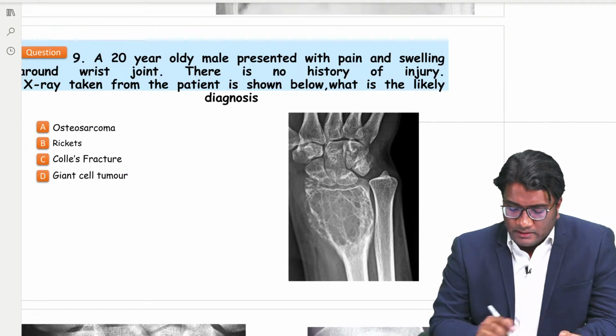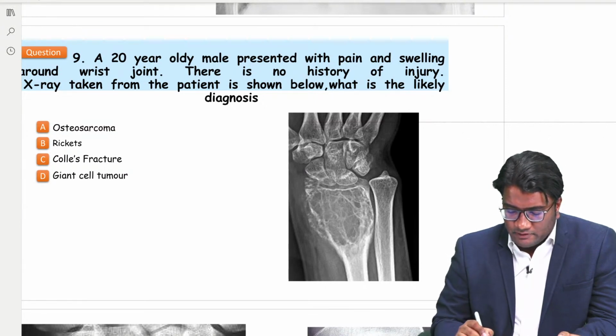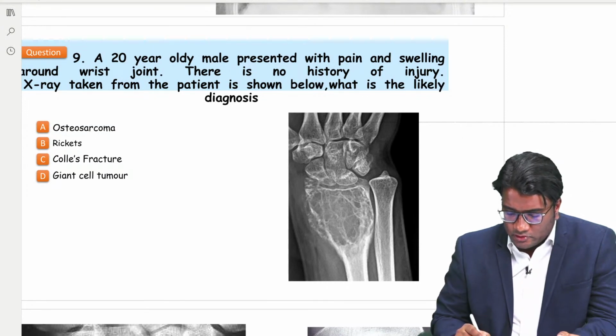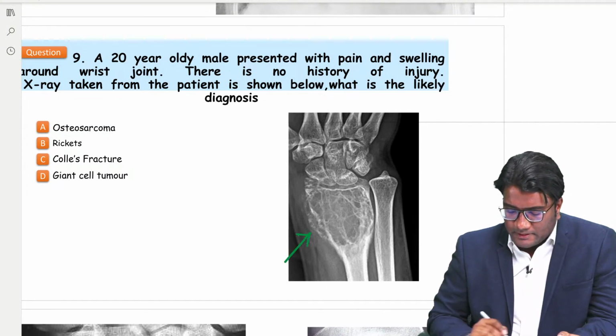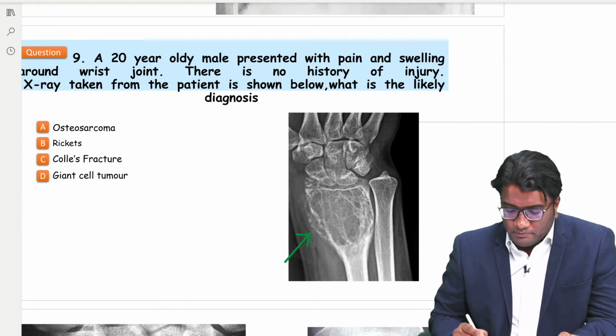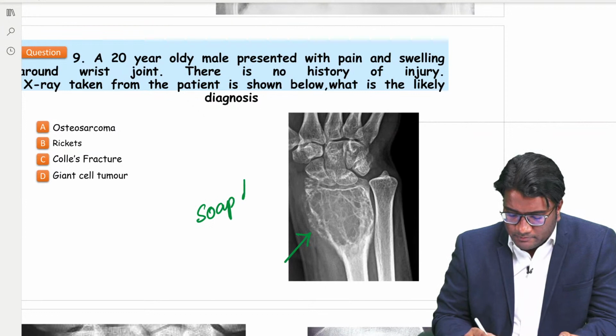A 20-year-old male patient presents with pain and swelling around the wrist joint. There is no history of injury, and the X-ray taken from the patient is given below. What is the likely diagnosis? Is it osteosarcoma, rickets, Colles fracture, or giant cell tumor? So you're given a radiograph at the wrist, which is showing a soap bubble-like lytic lesion.